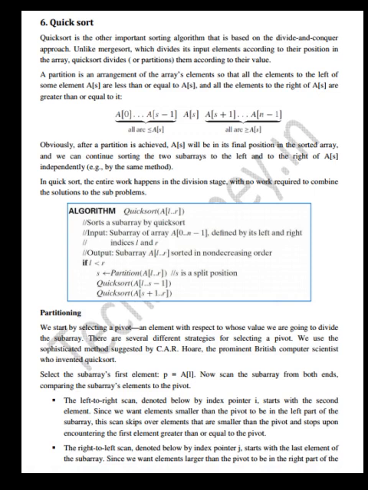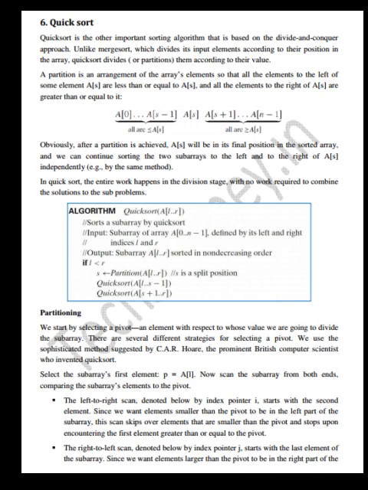See the equation. Obviously, after a partition is achieved, A of s will be in its final position in the sorted array, and we can continue sorting the two subarrays to the left and to the right of A of s independently. In quicksort, the entire work happens in the division stage, with no work required to combine the solutions to the subproblems. See the algorithm.